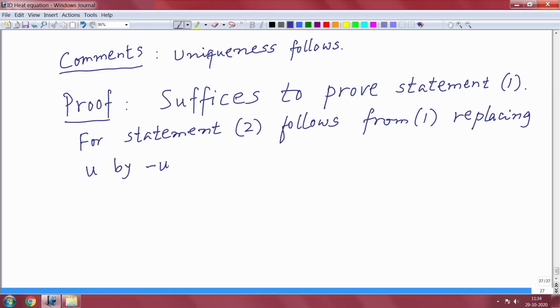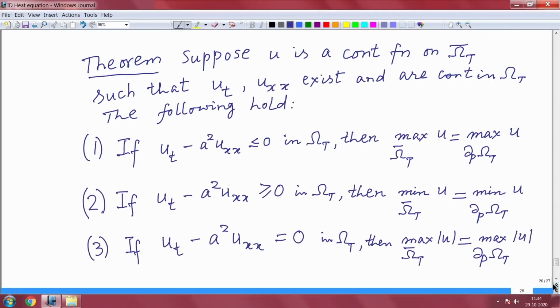Just see here, if I change u to minus u in the second statement, then we get this inequality. Okay. So, if we have already proved this one, then we can apply. So, then you get maximum of minus u, and that becomes minus of minimum. So, 2 follows.